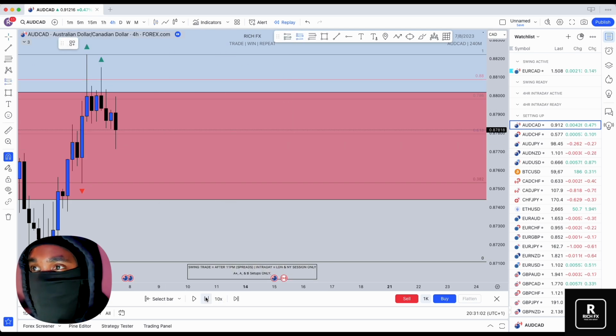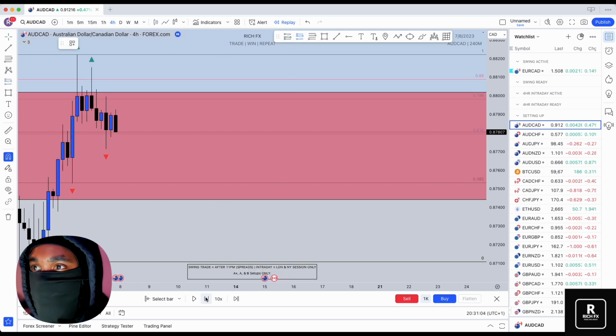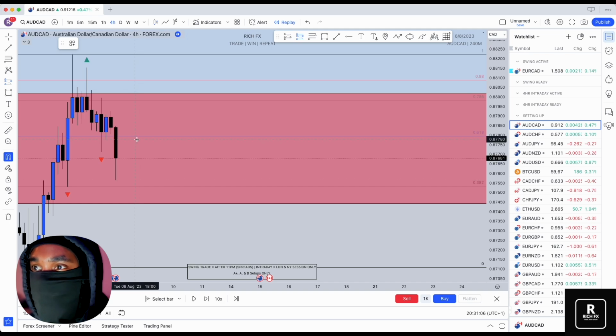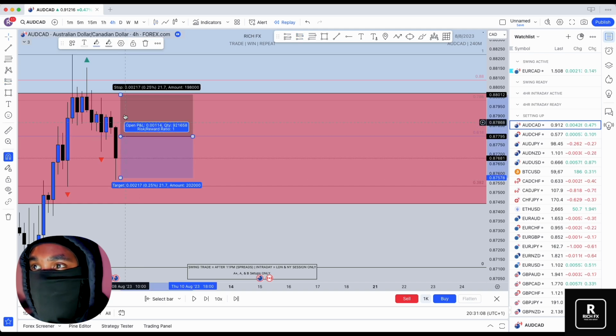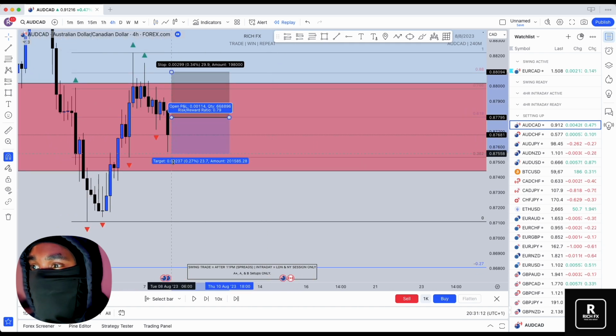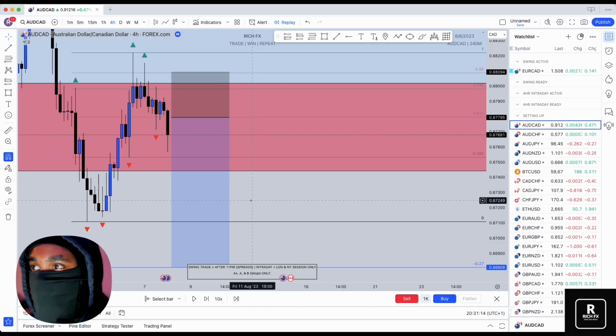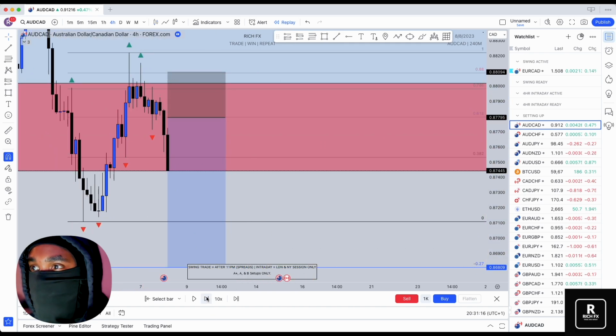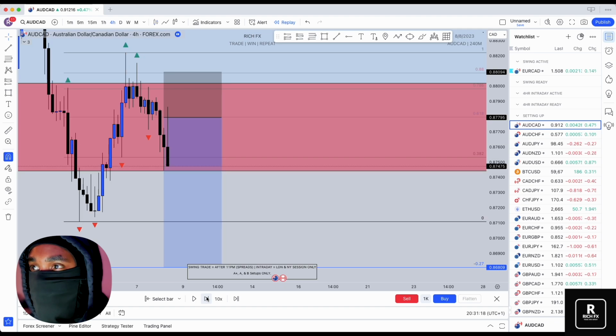Oh, nope, didn't. Okay, so we've got breaker structure there. So in this case, entry there. Few pips above the 88. Target negative 27. Okay, so we got tagged in.